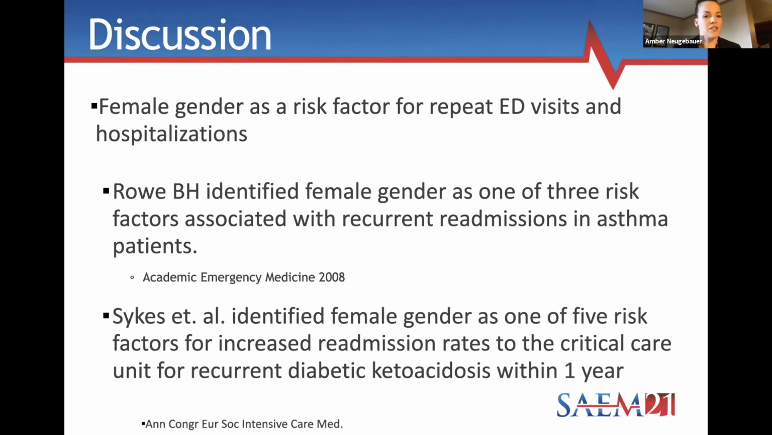By way of discussion, female gender was identified as one of our risk factors for recurrent ED visits. This has been identified in other studies as being related to increased ED visits or hospitalization. Rowe identified female gender as one of 3 risk factors associated with recurrent readmissions in asthma patients. And Sykes et al. identified female gender as one of 5 risk factors for increased admission rates into the critical care unit for DKA within 1 year.